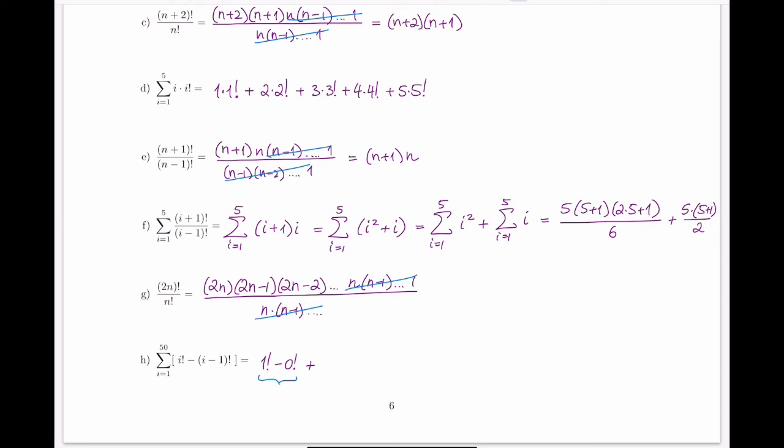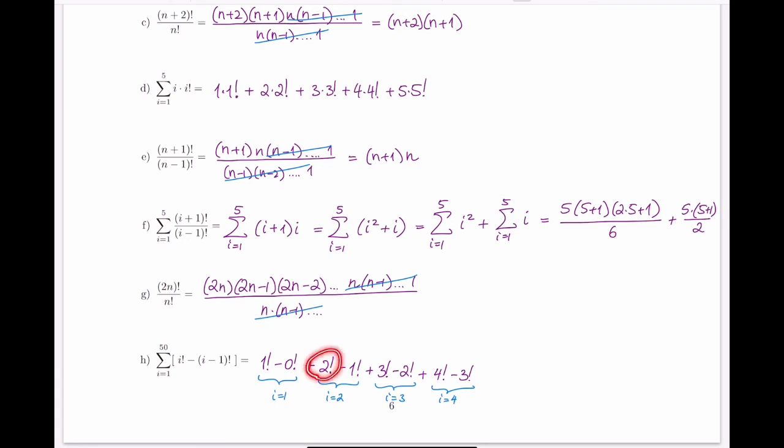i is equal to 2. I'm going to have 2 factorial minus 1 factorial. That's going to be my term 2. So let me just write out i equals 1, i equals 2. The next one, let's say i equals 3, and maybe let's do one more. For i equals 3, we have 3 factorial minus 2 factorial. For 4, we're going to have 4 factorial minus 3 factorial, and we already notice that this negative in the middle will actually serve to cancel a bunch of stuff out.